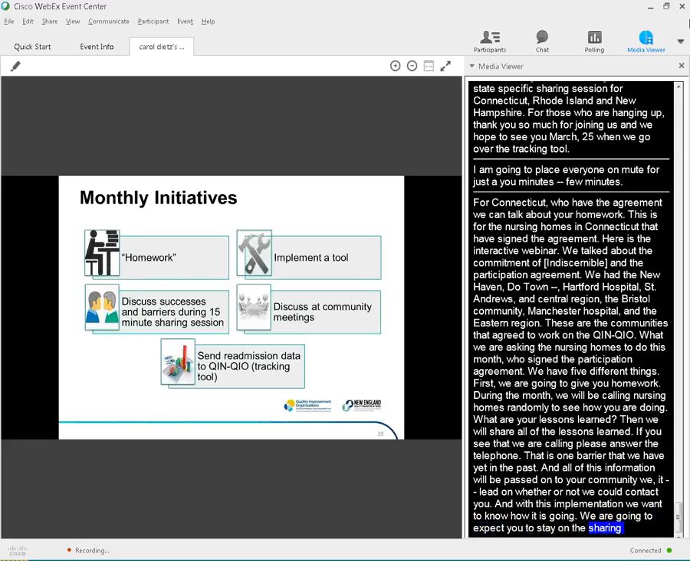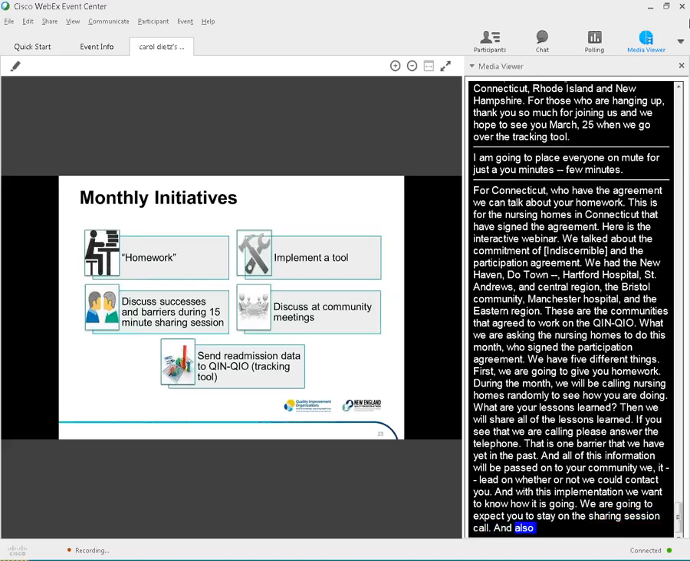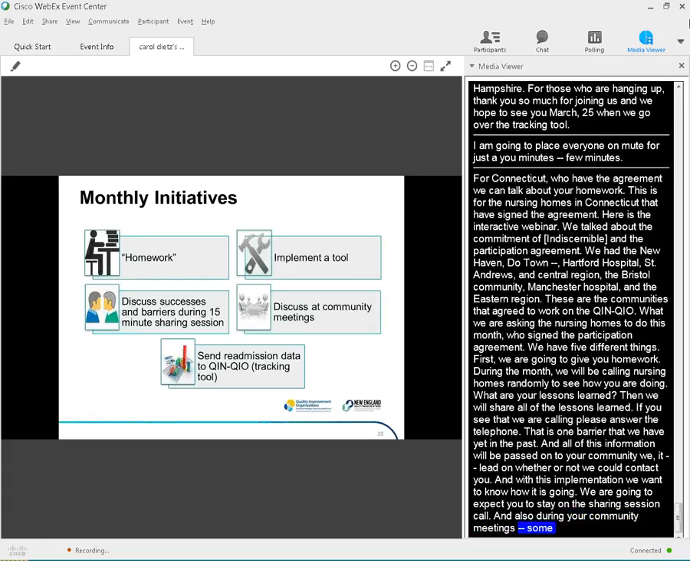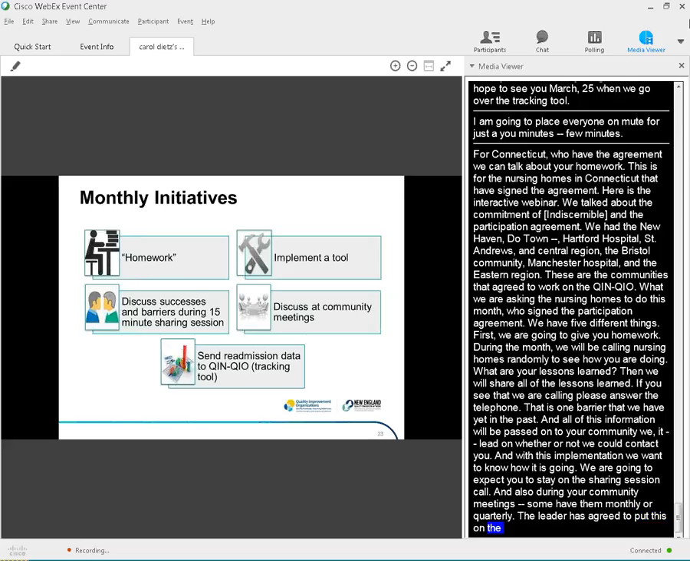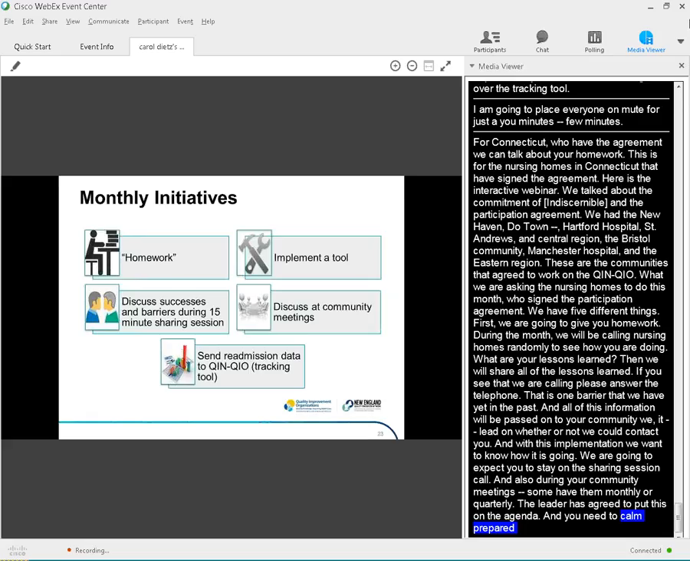Also, during your community meeting, now each community has, some are monthly, some communities meet quarterly, but whenever you meet as a community, the community leader has agreed to put this initiative on the agenda. So you need to come prepared to talk about the work that you're doing and all lessons learned and barriers that you've encountered, along with your readmission data once we have talked about the readmission tracking tool.